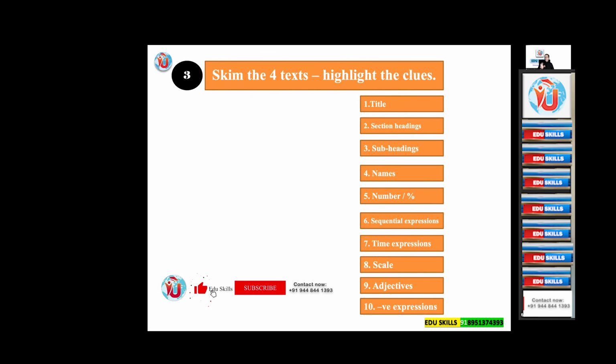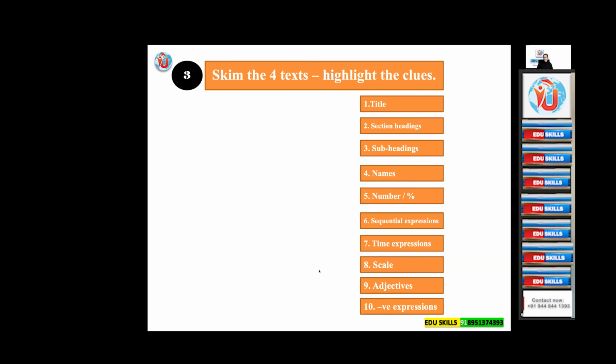Then subheadings. Under text A, there are subheadings. Under every text, there will be subheadings. You underline those things. Then if there are names of a medicine, or some organ, or some instrument, or some test, or some therapy, some virus, some medication, identify the names. Then identify or highlight the number or percentage. Then go into the sequential expressions, then time expressions, then scale, adjectives, negative expressions. That doesn't mean things like modal verbs will not be there, but for your skimming purpose, these will be the major things that you have to look into.